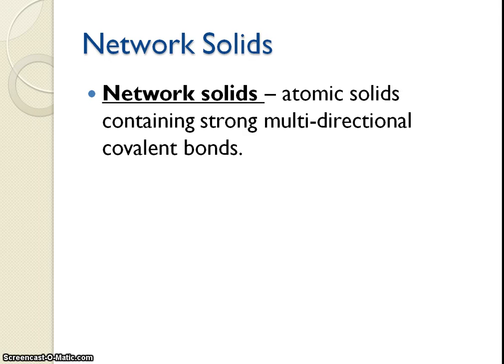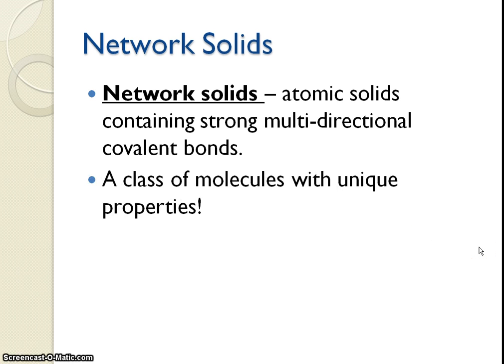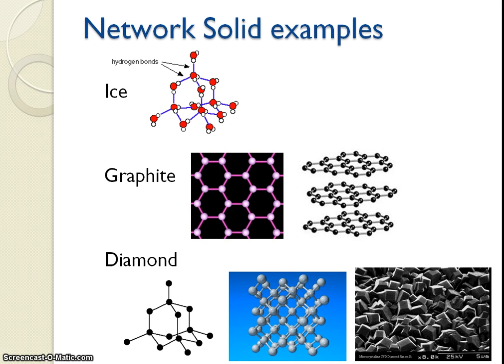A network solid is an atomic solid that has multi-directional covalent bonds. So the keywords there are multi-directional covalent bonds. Basically it just has a whole bunch of covalent bonds in 3 dimensions, and all of those extra bonds give it special properties. For this, really all you need to know is that it has those covalent bonds in multi-directions, and some examples of each one. So here are 3 of the major examples.